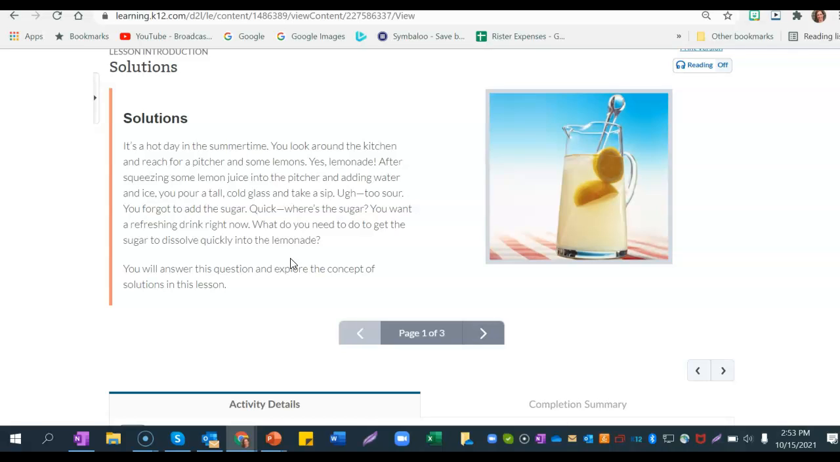Ugh, too sour. You forgot to add the sugar. Quick, where's the sugar? You want a refreshing drink right now. So what do you need to do to get the sugar to dissolve quickly into the lemonade? You'll answer this question and explore the concept of solutions in this lesson.